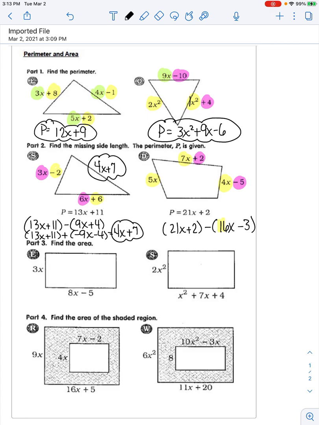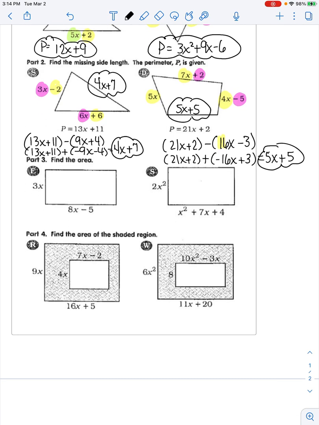So now let's set this up so we can combine like terms. This becomes 21x plus 2 plus negative 16x plus 3. So let's go ahead and combine those. 21x minus 16x is 5x, and 2 plus 3 is 5. So that missing side length is 5x plus 5.